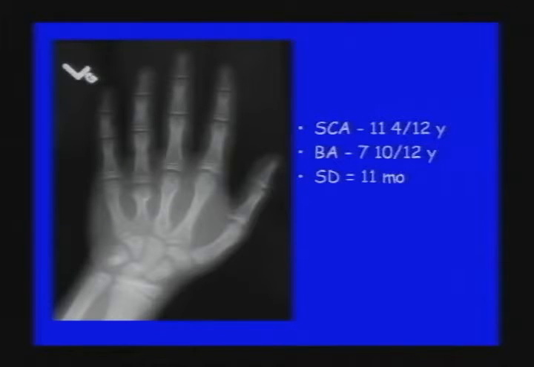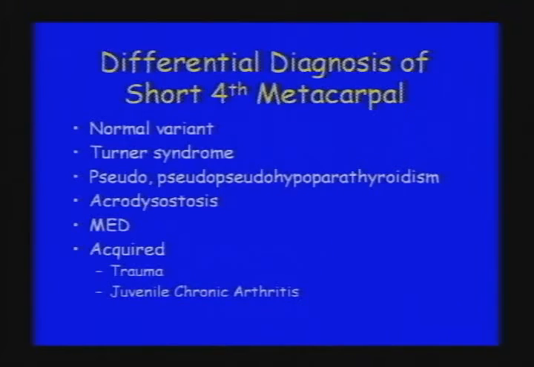The next case is an 11-year-old girl with short stature. Here you can see there's shortening of the fourth metacarpal and delayed bone maturation. The differential diagnosis of a short fourth metacarpal, and I specifically put this case in a couple of years ago because somebody came up to me after I had spoken and said, I got shown Turner syndrome on the board. So here it is. At least a couple of years ago, somebody showed Turner syndrome.